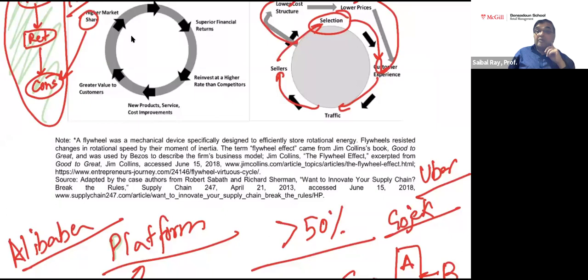Amazon has, again, another thing which the case talks about, store brands. Amazon is coming up with its own store brands. You mean home brands? Home brands, yeah. So it's called store brands or private labels or home brands.